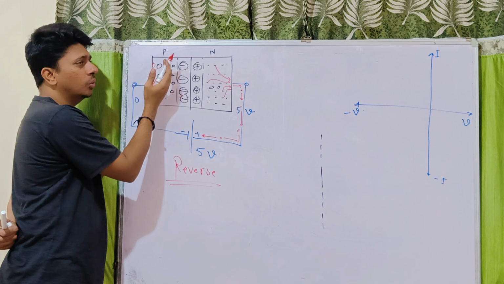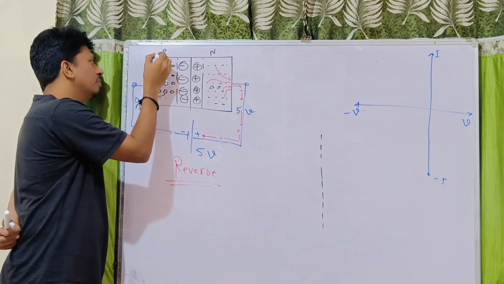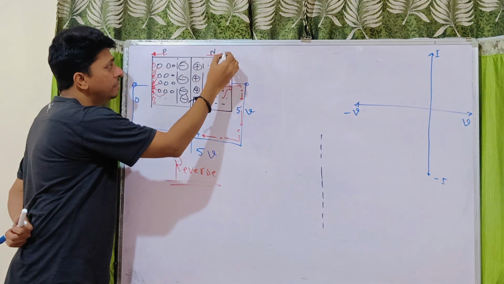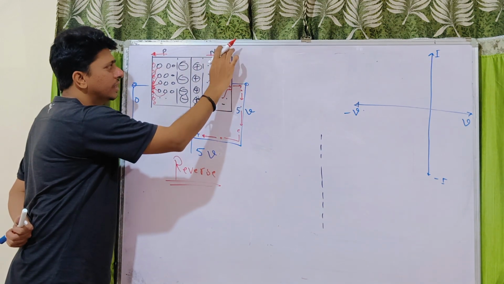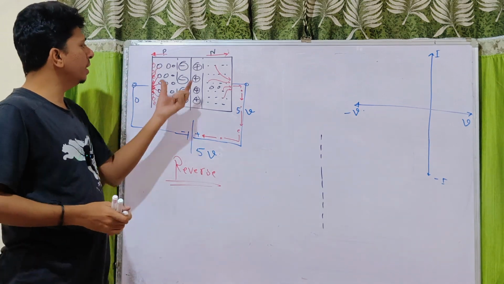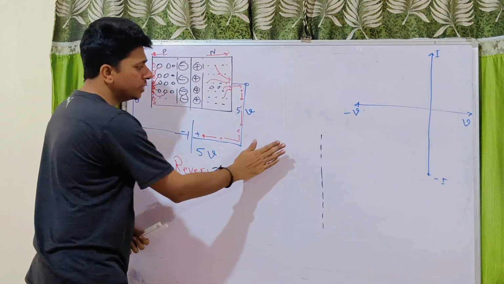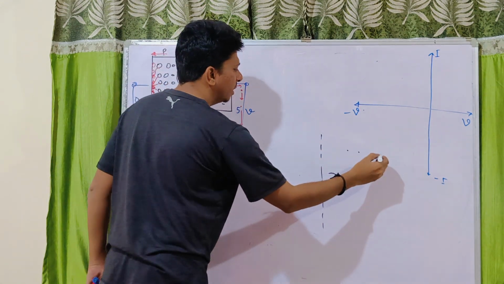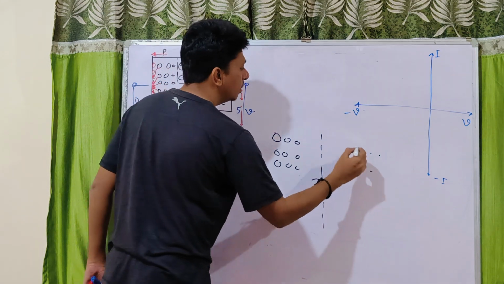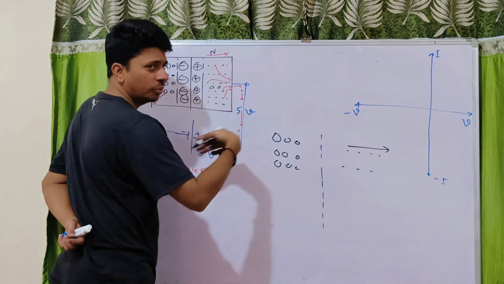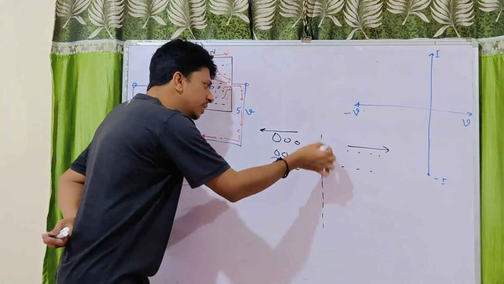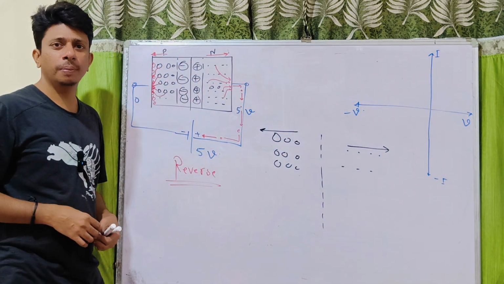See, all the holes in the p region are moving in this direction. All the electrons, all the majority carriers, are moving in this direction. But tell me, is there any movement at the junction? At the junction there are so many electrons here, so many holes there. But all the holes are moving in this direction, all the electrons are moving in that direction, but at the junction, no charge is crossing.